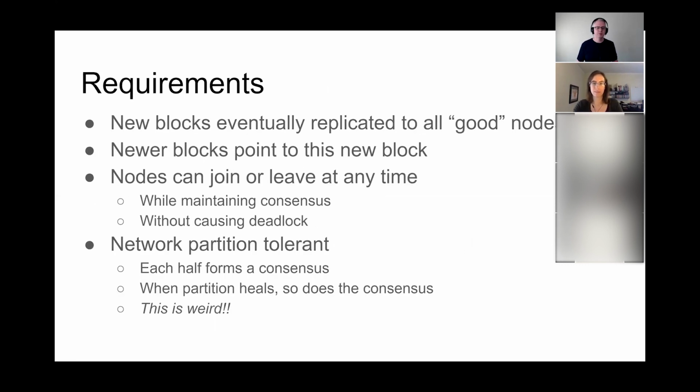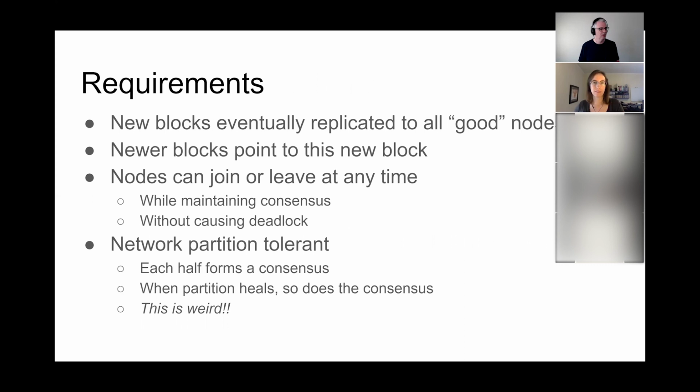So what are the requirements? Every time we add a block to the blockchain, it needs to eventually be consistently replicated to all of the other nodes in the system. All the other good nodes. Any node that's turned evil, we don't care about, because evil nodes can do anything. The newer blocks have to point to this block. So we have to actually create a chain and not a bush or a tree of blocks, because that's not useful to us.